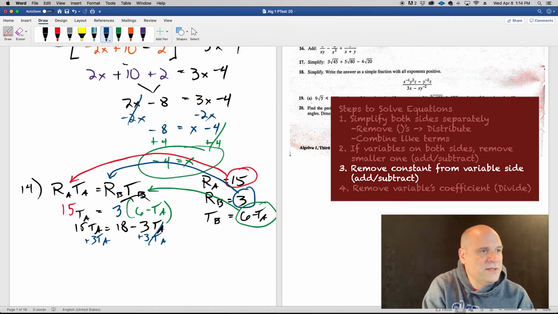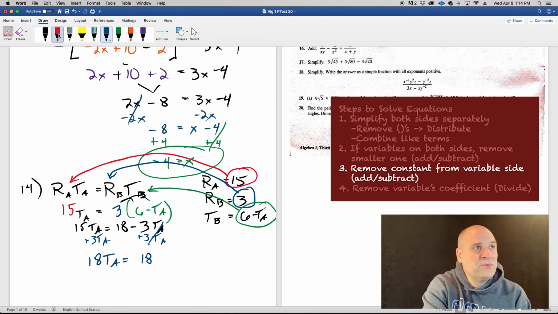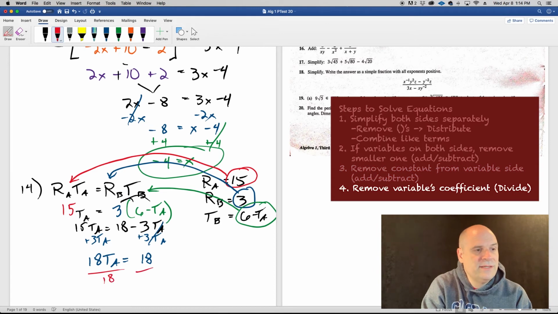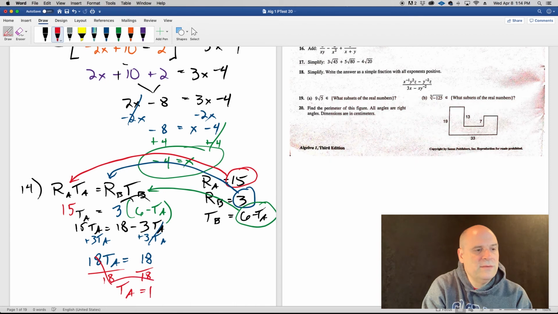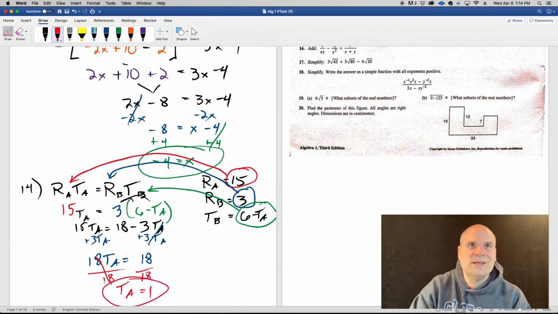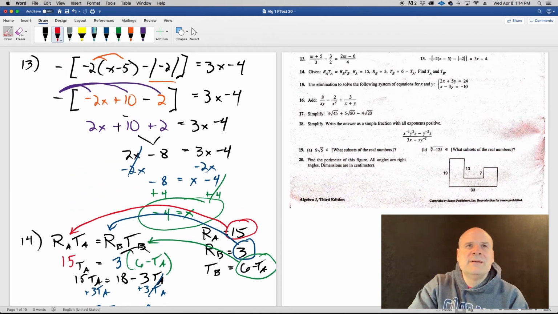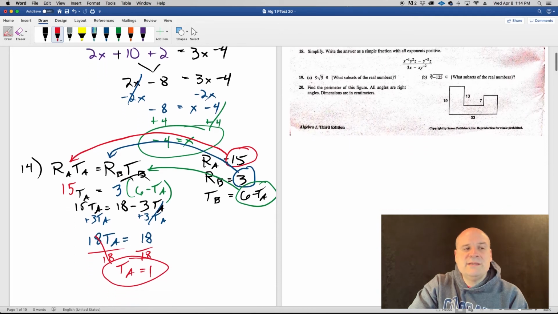Okay, and so we're left with 18 T of A equals 18. All right, you can skip step 3 because there's no constant on the variable side. So now you're just gonna divide by 18. Well, that's nice. T of A equals 1. All right, what do the directions say? Well, the directions say find T of A and T of B.